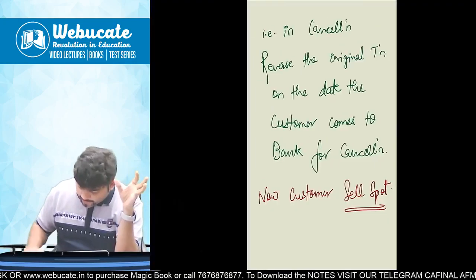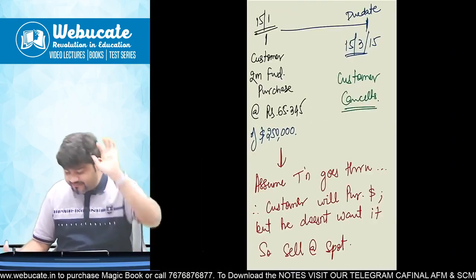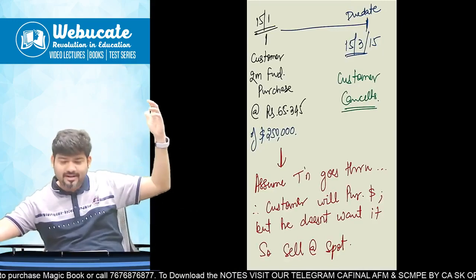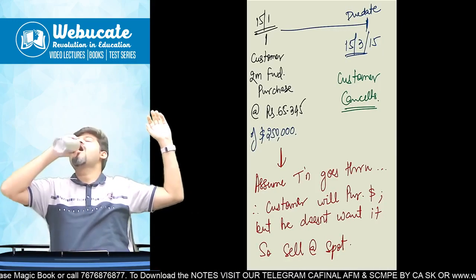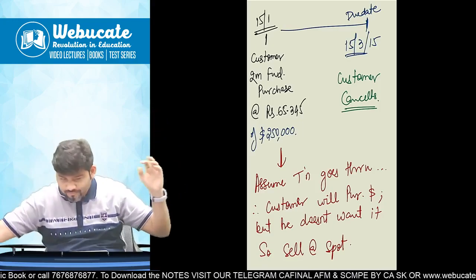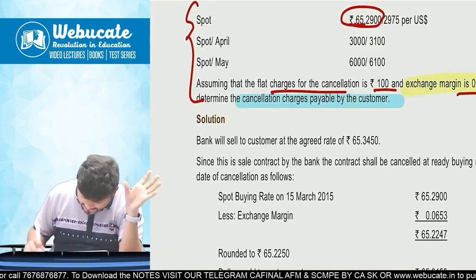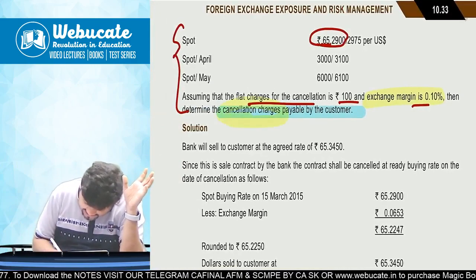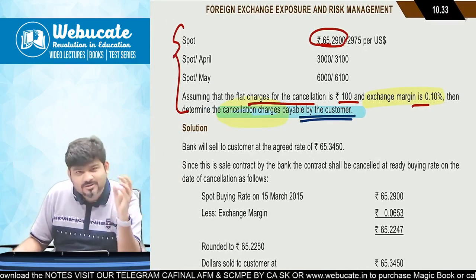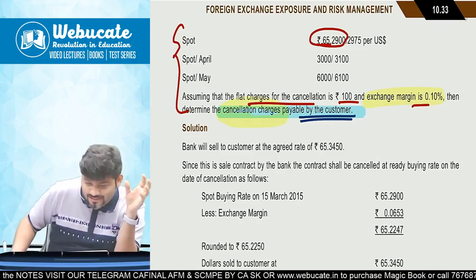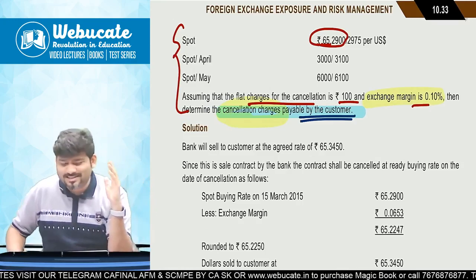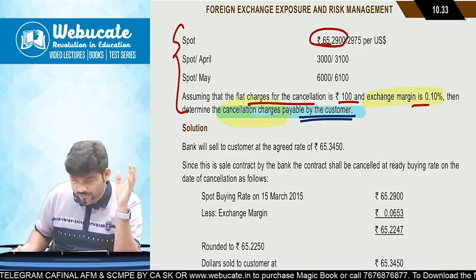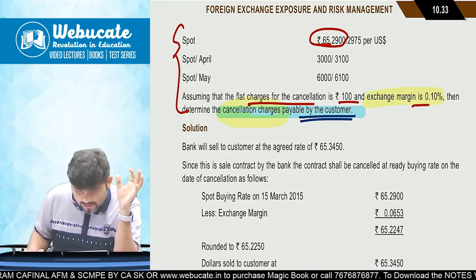Now what Rushi is saying, Rushi, you are thinking from the bank's angle, that the bank has covered in the market and all of that. That is not required. Because what they are saying here is, we just have to determine the cancellation charges payable by the customer. So what the bank has done in the interbank market will not matter at all. So that's not a problem.